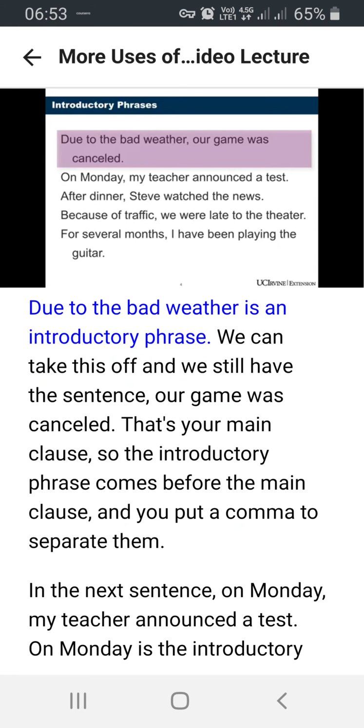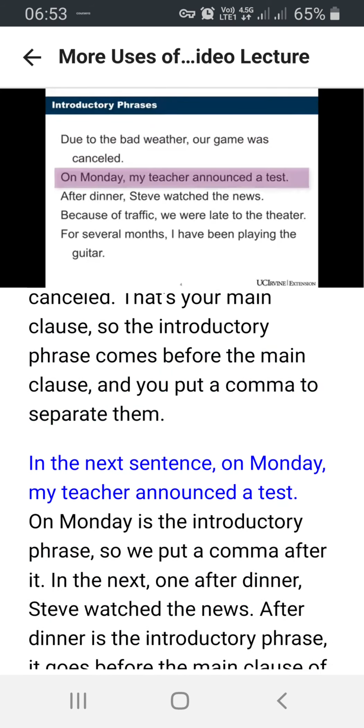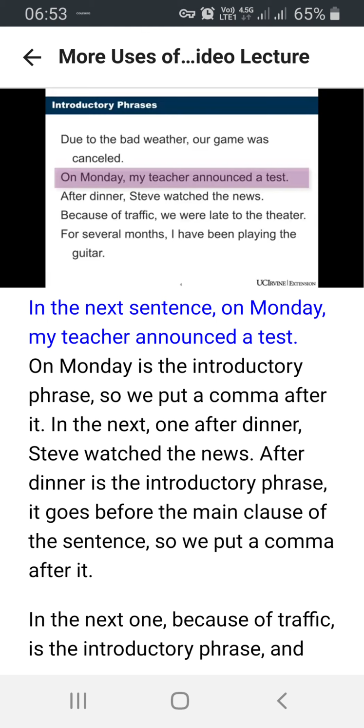Due to the bad weather is an introductory phrase. We can take this off and we still have the sentence, our game was canceled. That's your main clause. So the introductory phrase comes before the main clause and you put a comma to separate them. In the next sentence, on Monday my teacher announced a test. On Monday is the introductory phrase, so we put a comma after it. In the next one, after dinner, Steve watched the news. After dinner is the introductory phrase. It goes before the main clause of the sentence, so we put a comma after it.